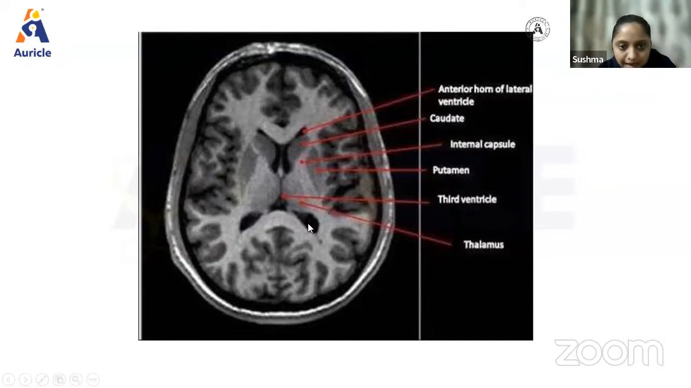Look at this. This black thing that you see over here is filled with CSF. That is why in the anterior horn of the lateral ventricle also you have a black thing, and even in the third ventricle you're having black things. And here also you're having black things only. And this whitish structure that you see is the bone. Okay, this is the thalamus and third ventricle.